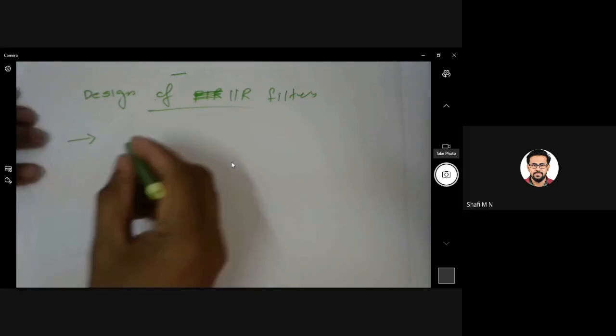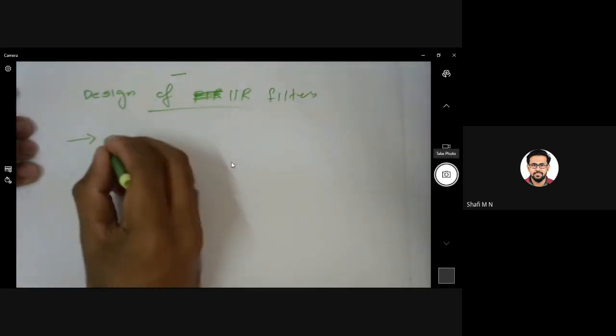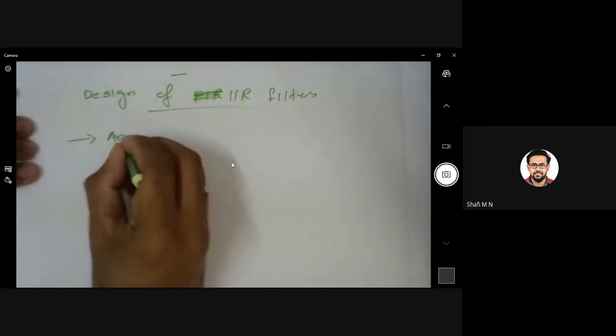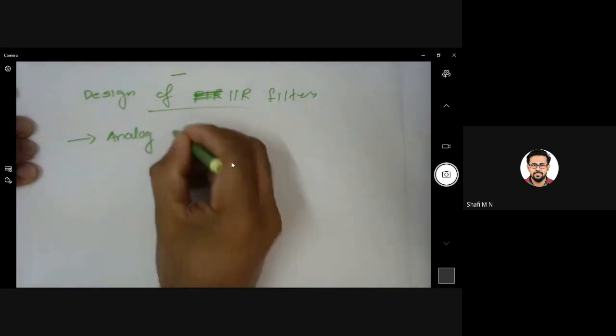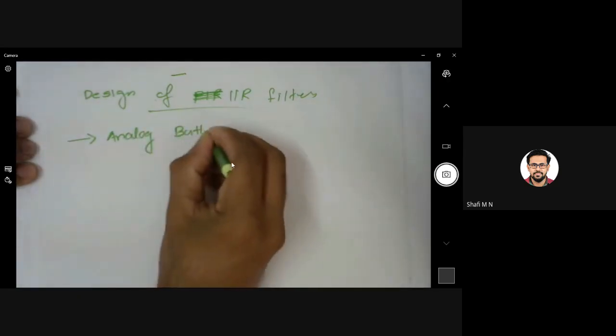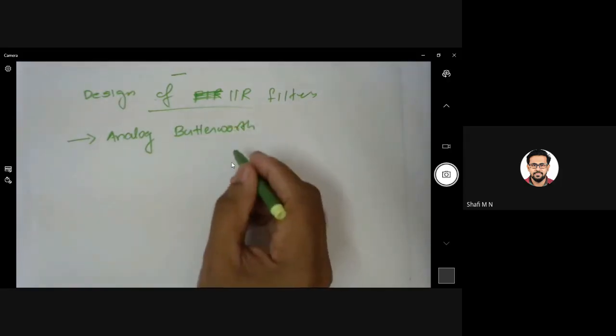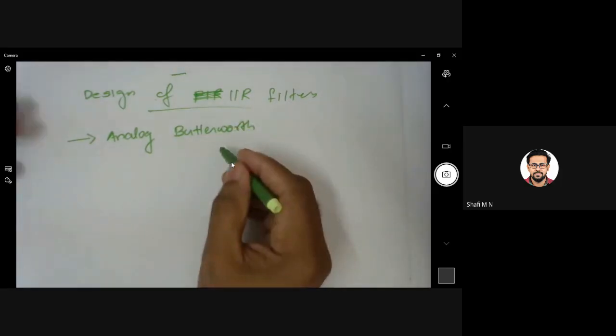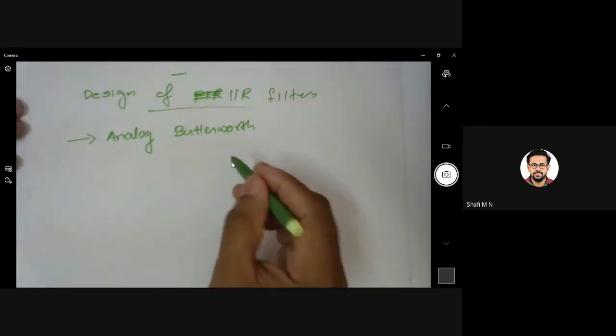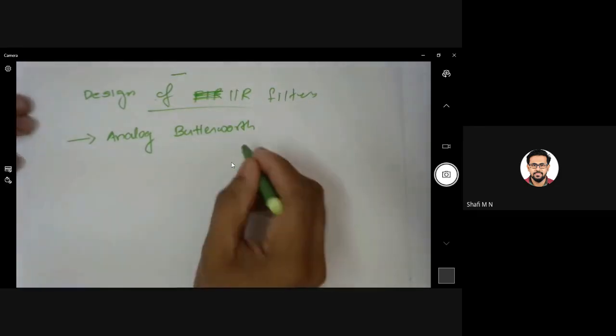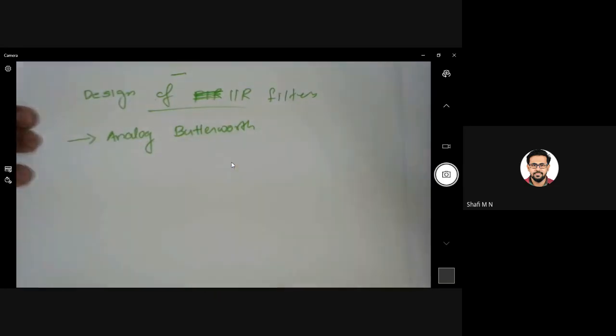Hello. So we'll start with analog filters and specifically the Butterworth filter. Analog Butterworth filter. I have given you the classifications before. We have Butterworth filter, Chebyshev type 1, type 2, and elliptical filters. And our focus is only on the Butterworth filter. Is it audible?